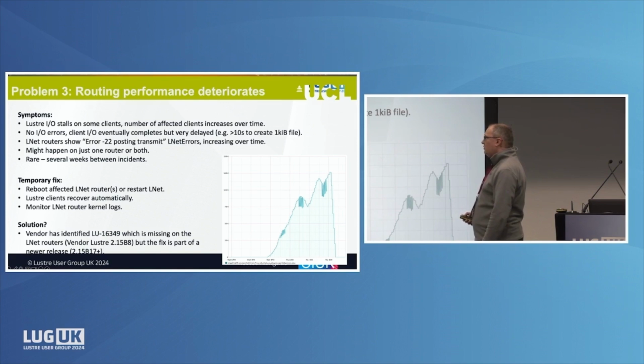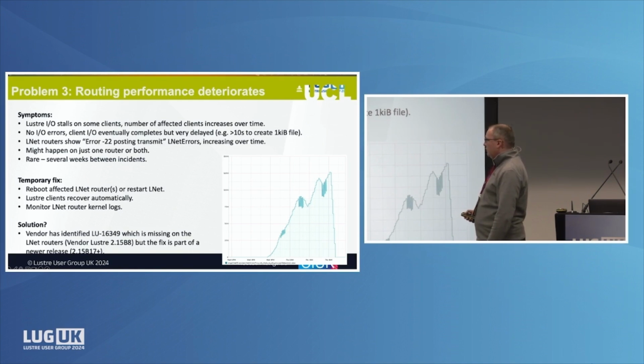Lustre I/O starts to stall just on some clients, but the number of affected clients increases over time. Again, the clients don't show any I/O errors, and eventually the I/O actually completes, but with very long delays again. So like creating a 1 kilobyte file takes more than 10 seconds and similar things. Very characteristic symptom is that when that happens, the LNet router showed this error -22 posting transmit error in the kernel logs.